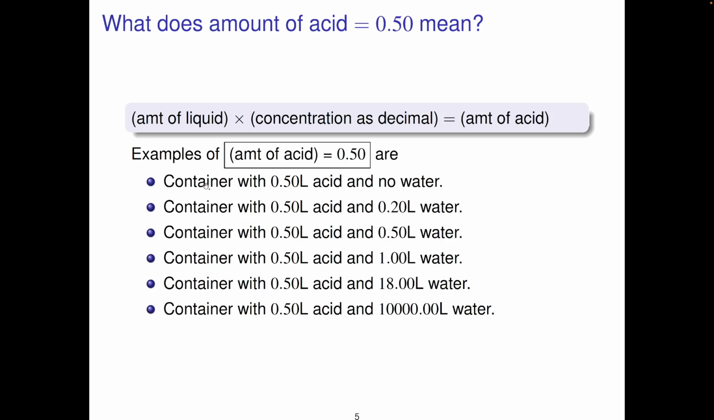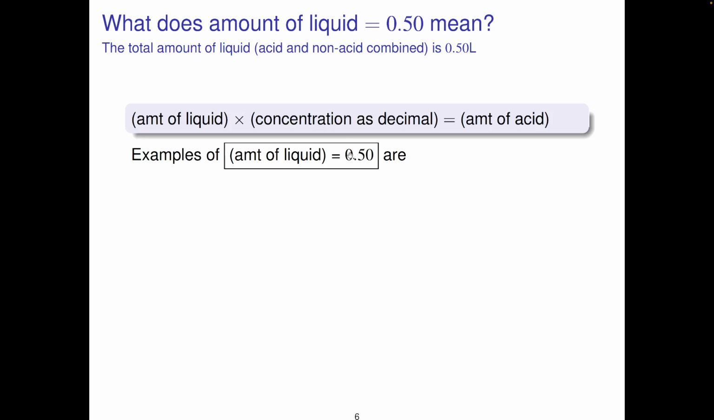But in all of these 1, 2, 3, 4, 5, 6 situations, all of these different containers, if they just start with a certain amount of acid, 0.5 liters, and you can pour in no water or a lot of water or a little bit of water, these are all examples of amount of acid equals 0.5.